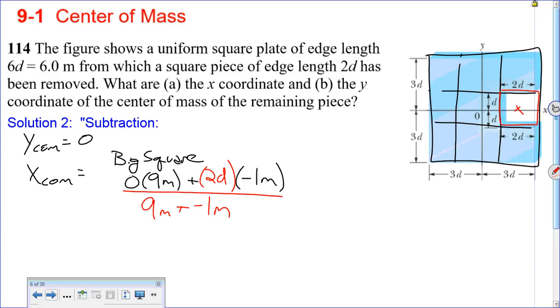So instead of adding 3 chunks that I had, I took 1 big chunk and then subtracted out the piece I was missing. Do you see why? Cool? And it gives you the same thing, right? Let's see, on the top you're going to get -2dm, on the bottom you get 8m, and you get -1/4d again. So we get the same answer, which makes us happy. Cool? Questions? Okay.